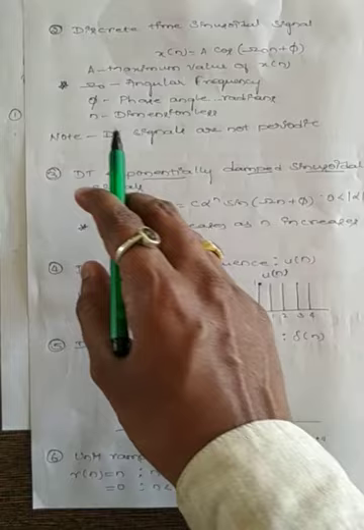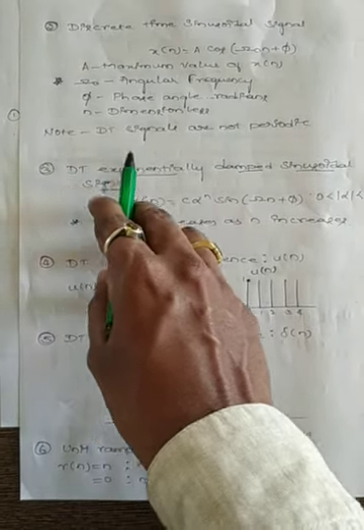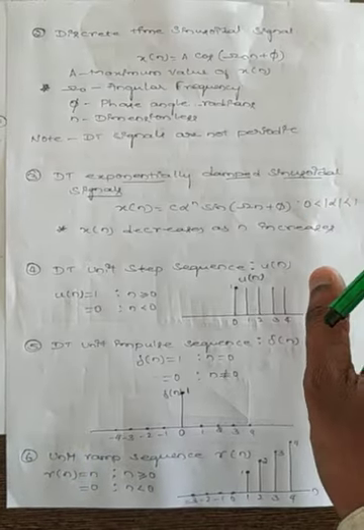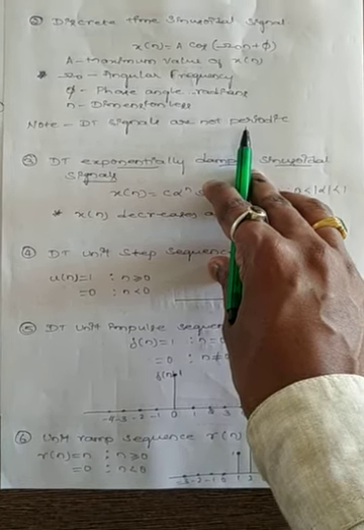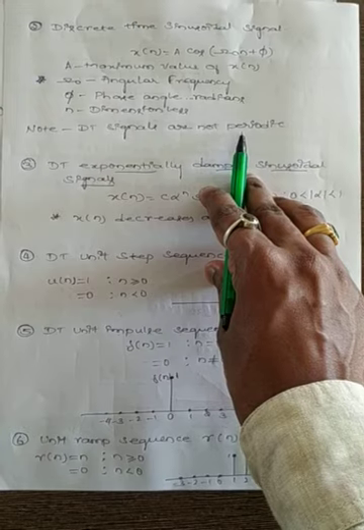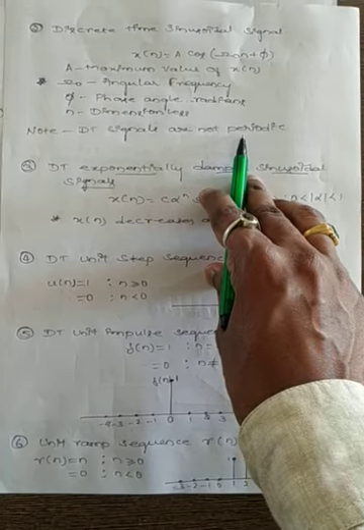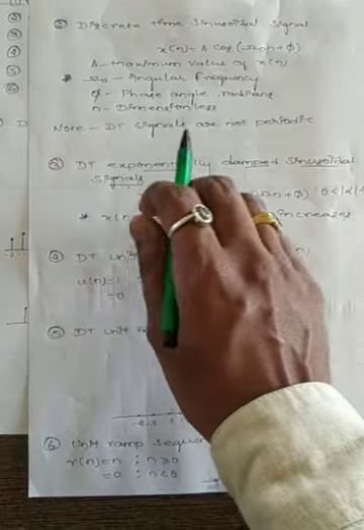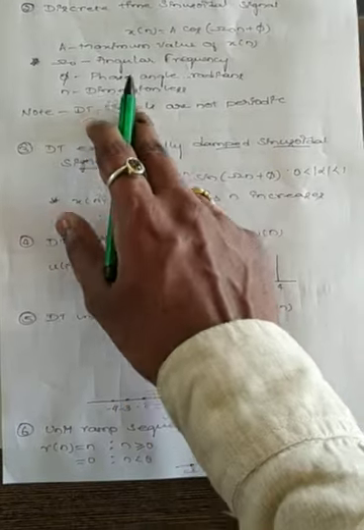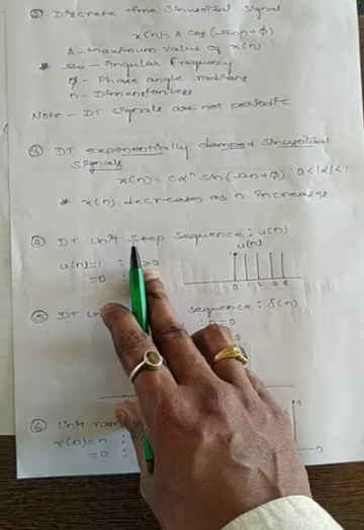And one more thing, keep in mind that discrete time signals are not always periodic. Continuous time sinusoidal signals are periodic, but for discrete time signals you have to check for periodicity. So that is what the discrete time sinusoidal signal is.